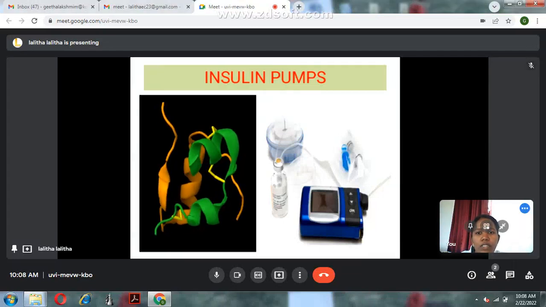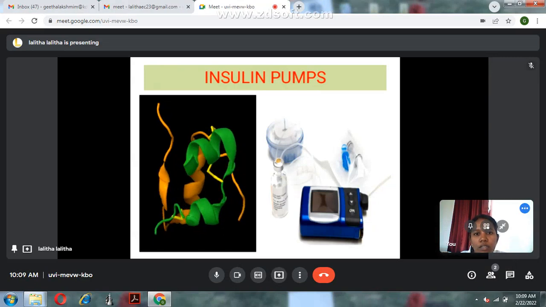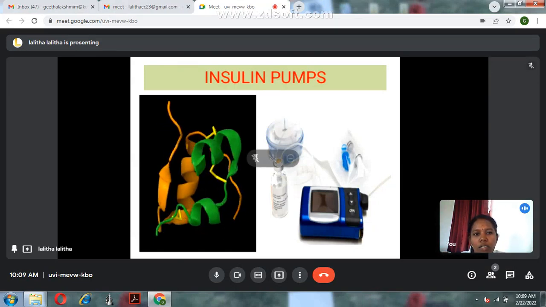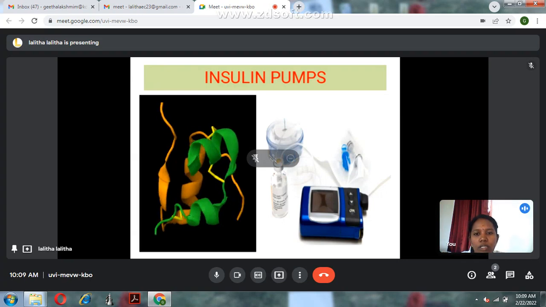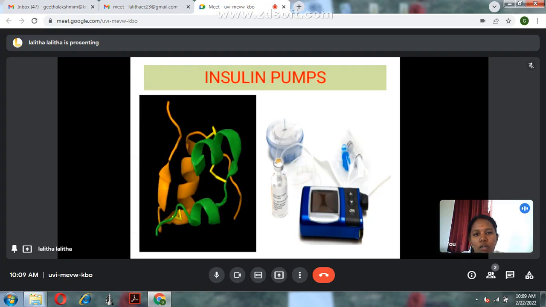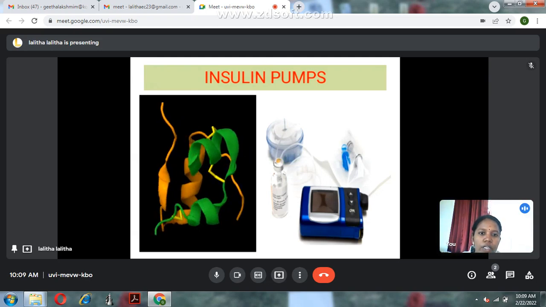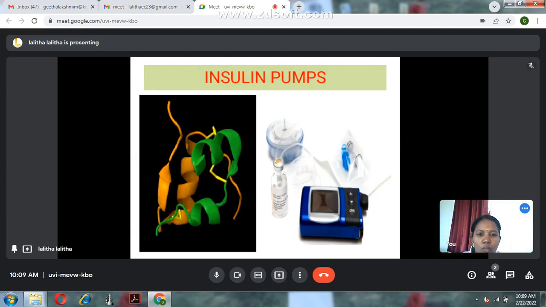Insulin pumps. An insulin pump is a device that gives your body the insulin it needs throughout the day and night. An insulin pump is a small device. This is the insulin pump machine, which can be inserted into your body.